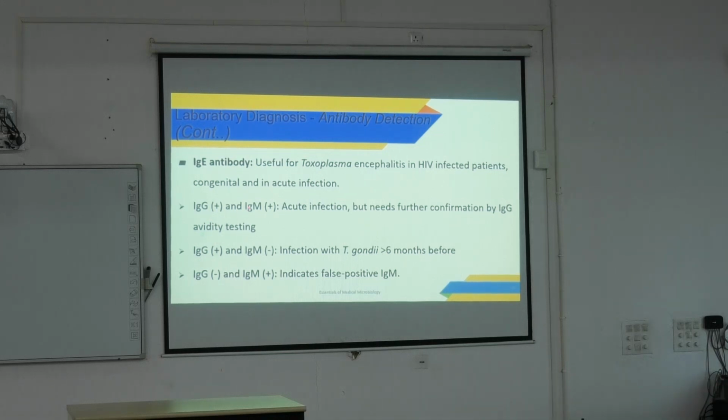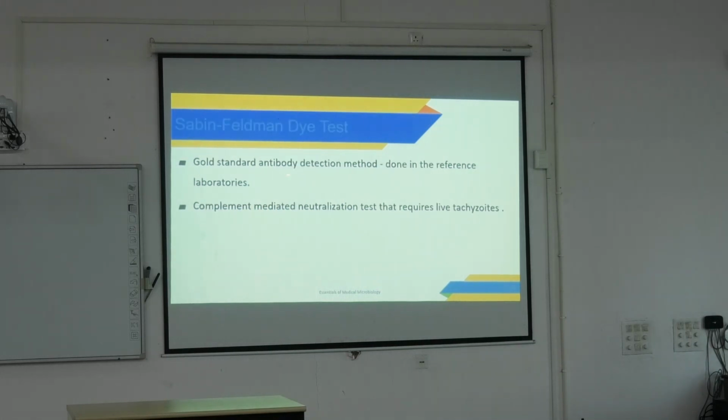So if IgG and IgM are both positive, we suspect acute infection, but it needs further confirmation by IgG avidity testing. If IgG is positive and IgM negative, the infection is more than 6 months old; if IgG is negative and IgM positive, this is a false positive test. The gold standard antibody detection method, done in the reference laboratory, is the Sabin-Feldman dye test, a complement-mediated neutralization test that requires live tachyzoites.